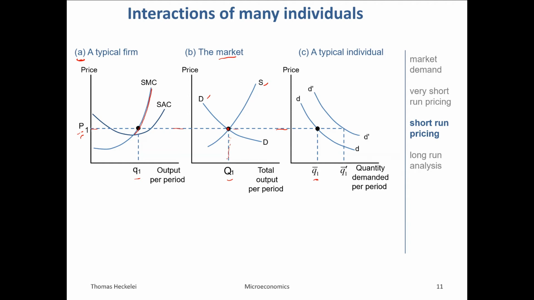Why? Because remember, we assume that there are many, many demanders on this perfectly competitive market, right? So when the demand curve of one person alone shifts upward or downward, the effect of that shift on the market equilibrium will be very close to zero.